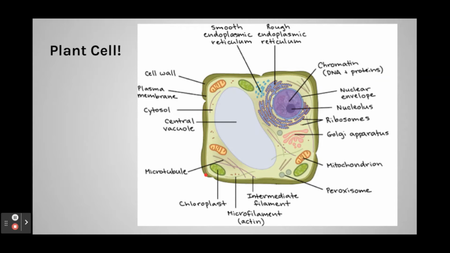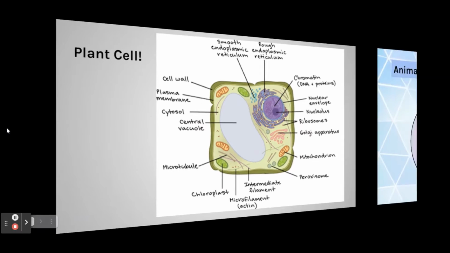The other difference is they don't have a cell membrane only, but they also have a cell wall, and they both have the ERs, and then chromatin, and the nucleolus, and ribosomes, Golgi apparatus, mitochondria. And then they also have chloroplasts, which are the green things that give the pigment chlorophyll, which is used in photosynthesis. And they have cytoplasm, and that's how the plant cell looks.